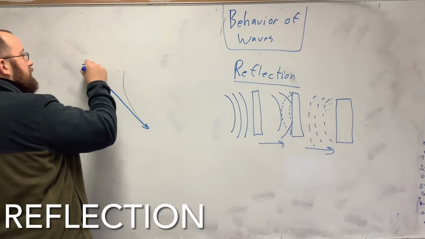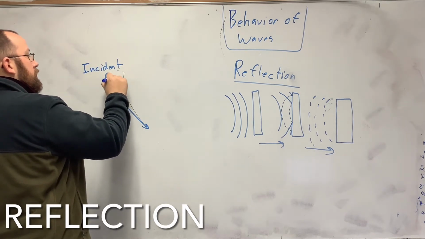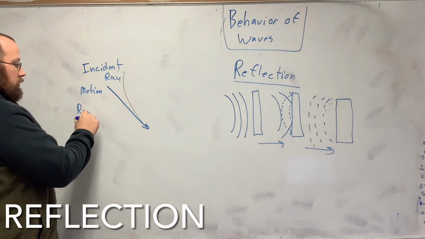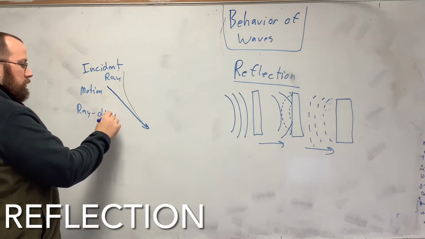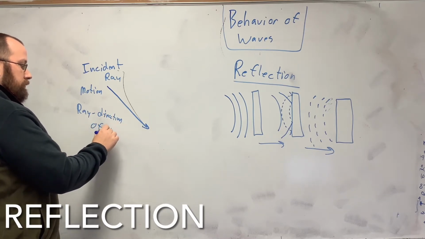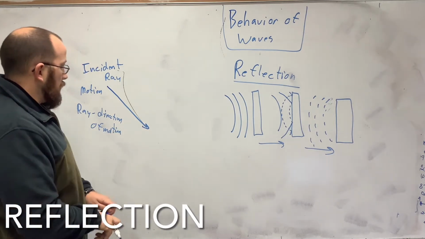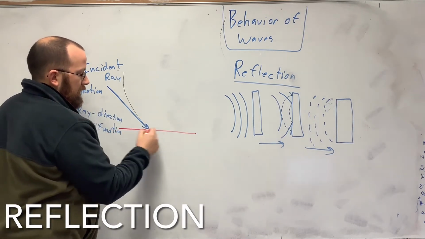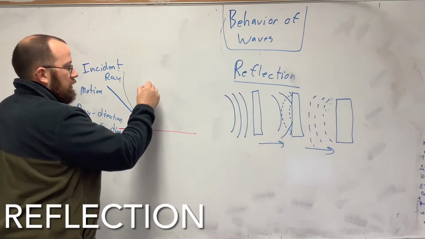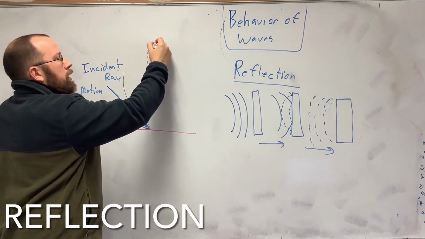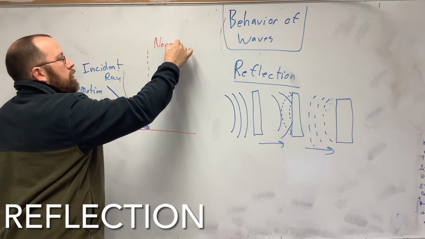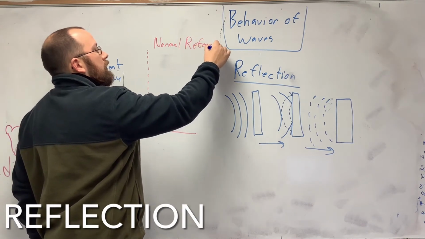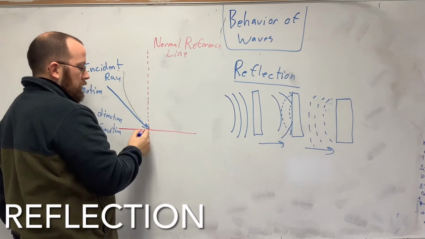So this is what is called an incident ray. And this is the motion. And the ray here shows the direction of motion. So this ray, or this sound, is being directed at something else besides 90 degrees. It hits right there. Where it hits becomes a perpendicular line called normal, normal reference line. This line is perpendicular to the boundary that it hits.